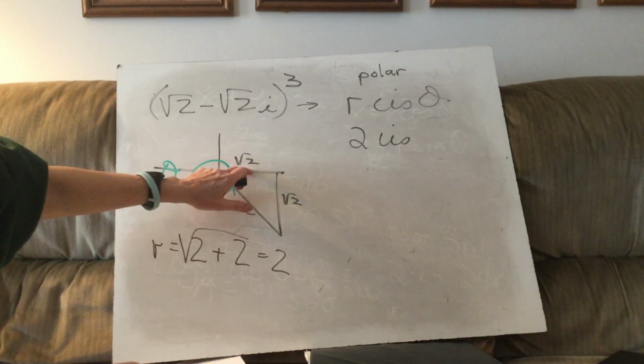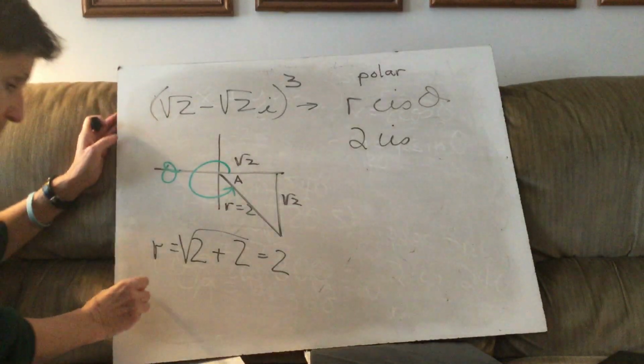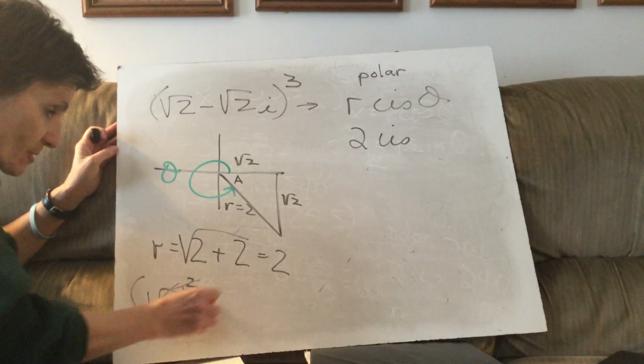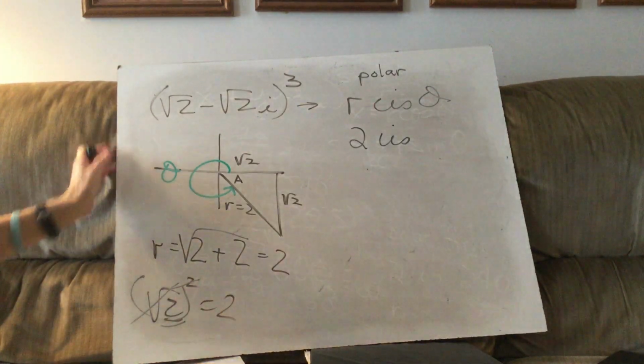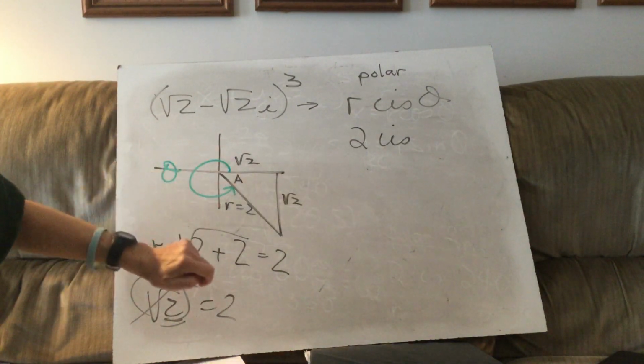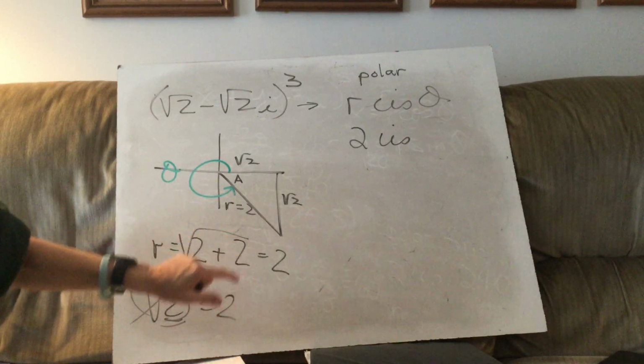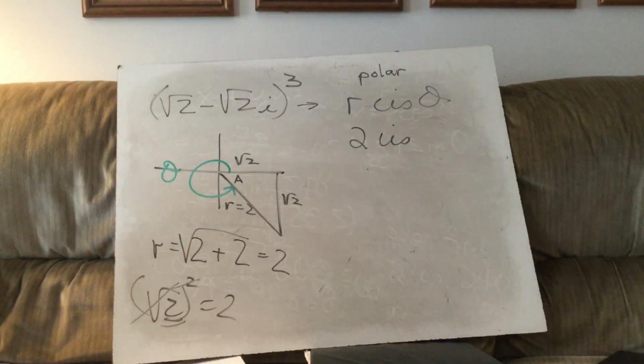Remember, when you square a radical, all that cancels and you're just left with that number. So root 2 squared is 2, root 2 squared is 2, add them up, you get 4, and the square root of 4 is 2.